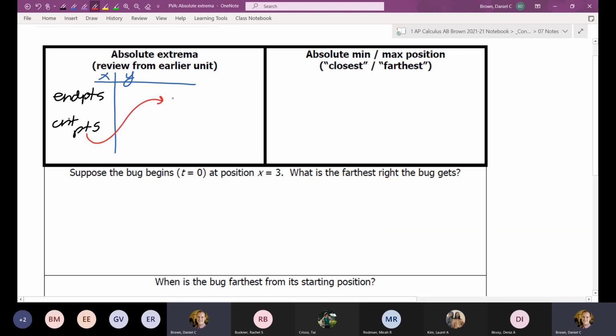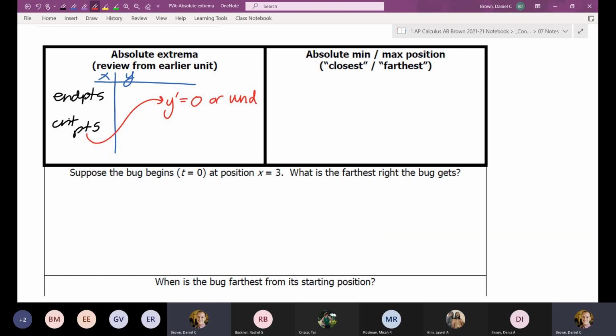How do we find critical points? That's where the derivative is equal to 0 or where the derivative is undefined. Once you find those points, put that in the x column, plug it into the original function, look for the highest one if it's a maximum, look for the lowest one if it's a minimum.